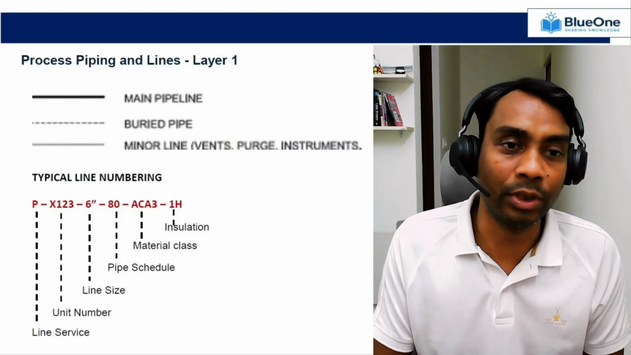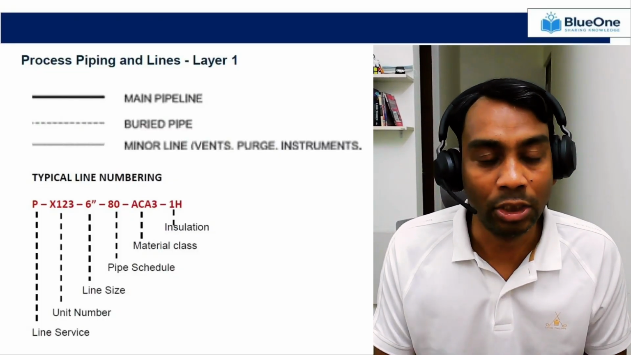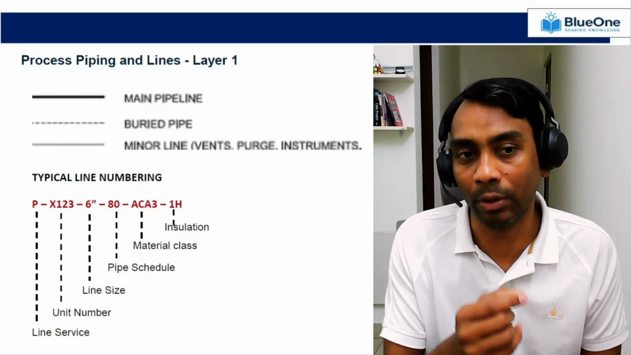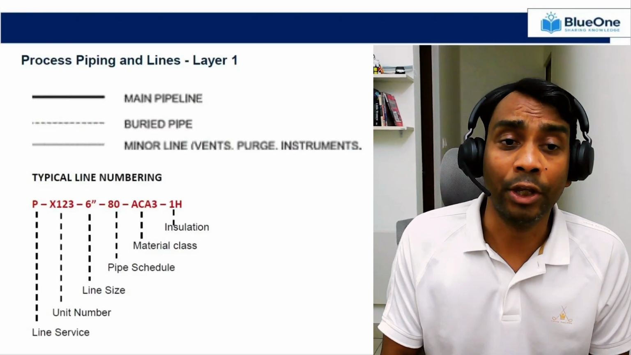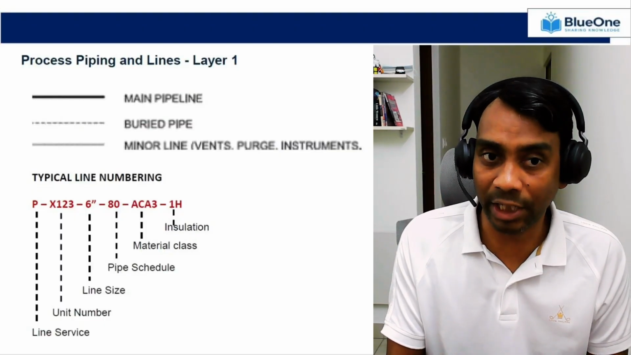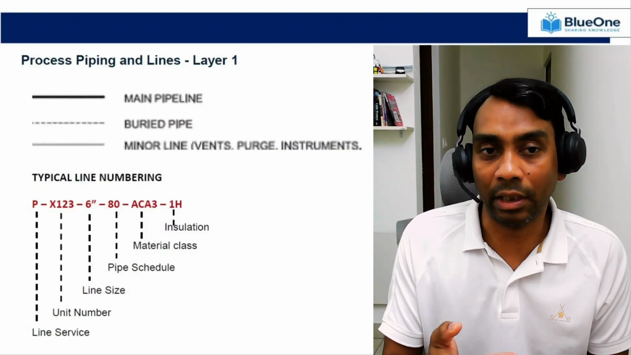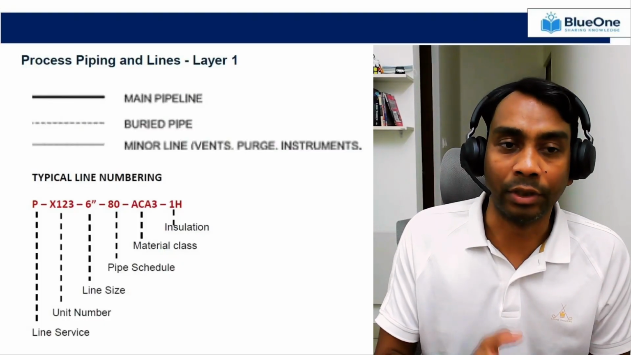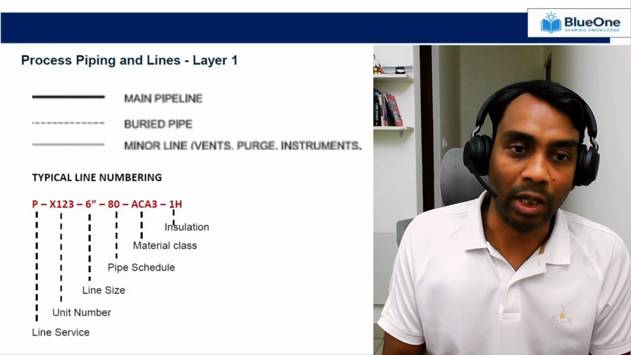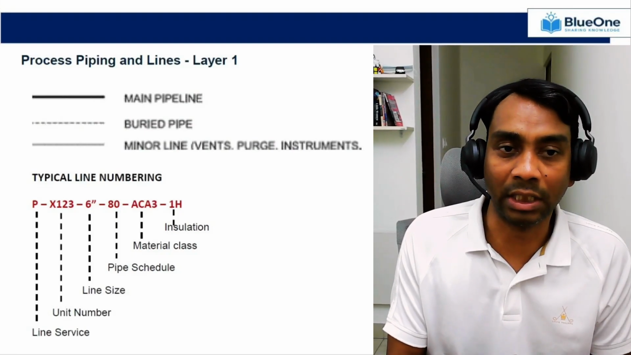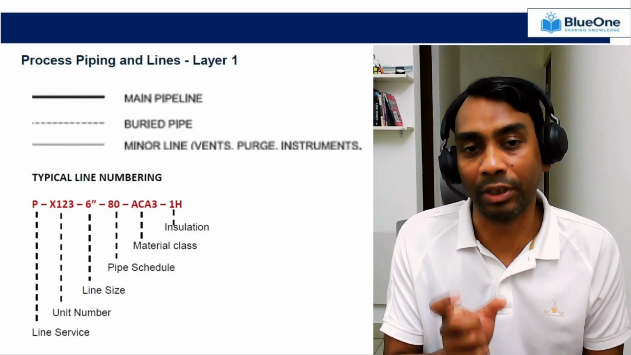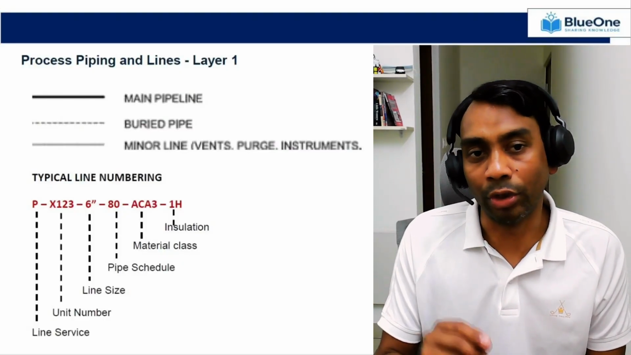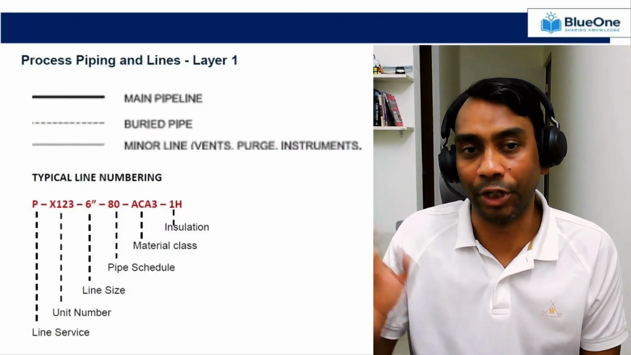The next item will help you with the line size. So either it is a 6-inch line, a 12-inch line, or a 1-inch line. You can identify it from the third letter. You can also have information about the pipe schedule. So you can easily get that information from the line numbering. Further, if you go on, you will have your material class. This material class will help you identify what the material class is for that pipe, and you can directly cross-check or correlate it with your piping material specification.